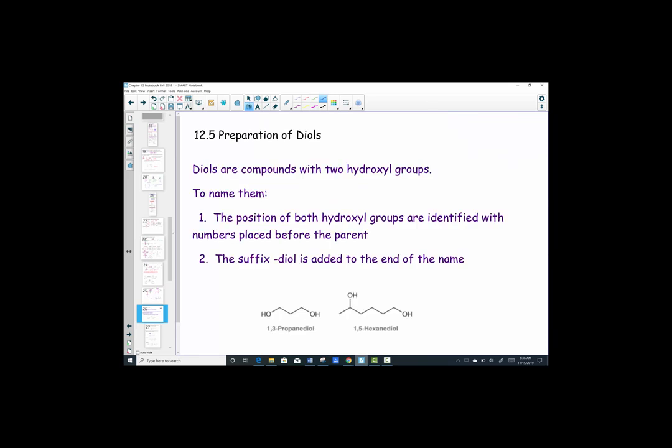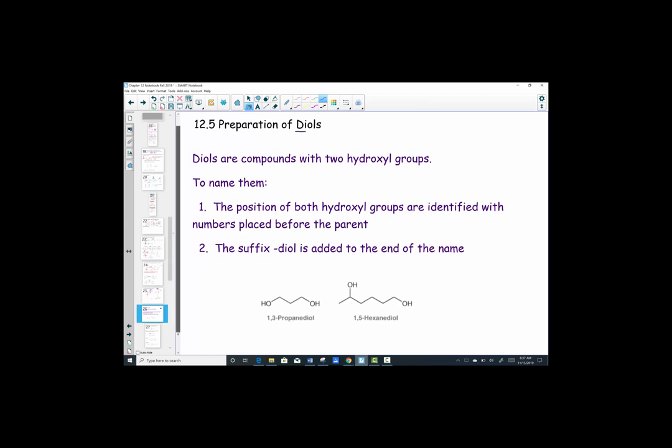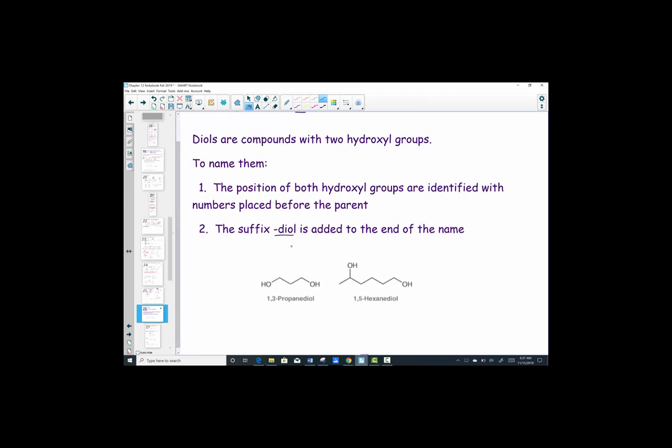If we turn our attention to making a diol, as the name suggests, these are compounds with just 2 hydroxyl groups. So to name them a diol, we just have to let the reader know the position of both hydroxyl groups and identify with a number placed before the parent chain. So simple enough, the suffix diol, instead of just ol for a single OH group, we're going to end it with diol with 2 sets of numbers to let you know the name.